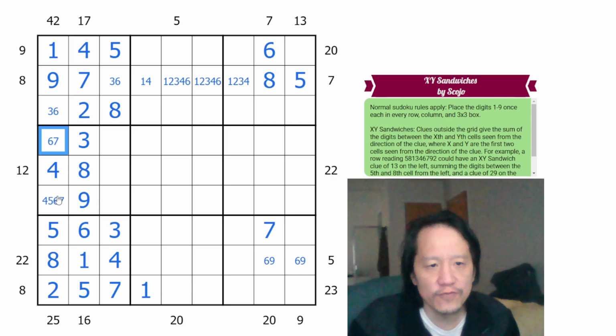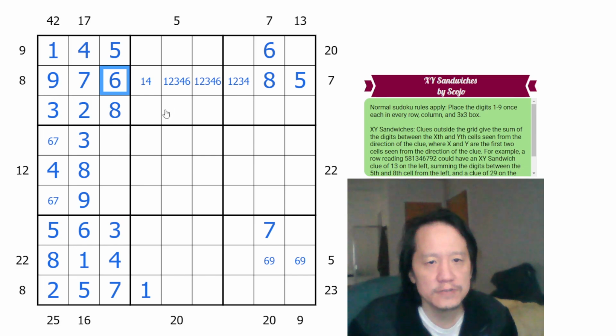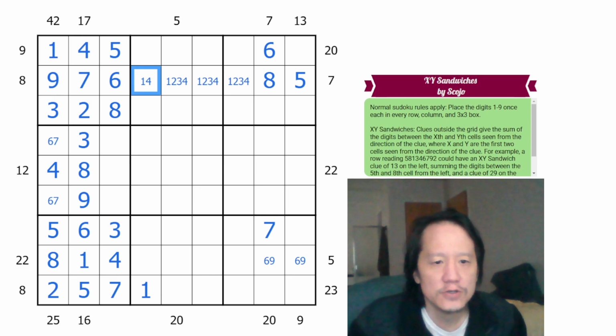So this can no longer be 4 or 5. This can't be 4 or 5. This must be a 3. This must be a 6. The 6 cannot be here. So therefore, these 2 digits between the 5th and the 8th digit going this way must add up to 7, so this must be a 1. Wait, we have a contradiction here. Ooh, that's not good.